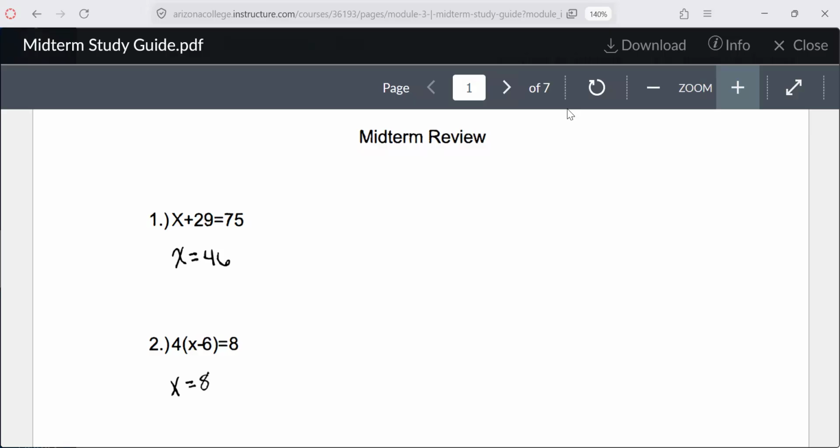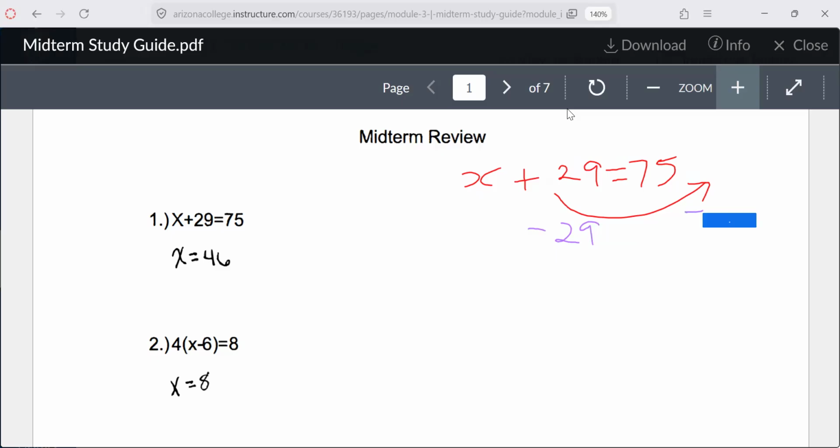In number one, we've got x plus 29 equals 75. Now we want to solve for x, and because of that, we have to have x stand alone. X must be alone on one side. To do that, we've got to move the 29 away. The 29 has to go. And because the 29 is positive, we're going to subtract 29. So we get a 0.